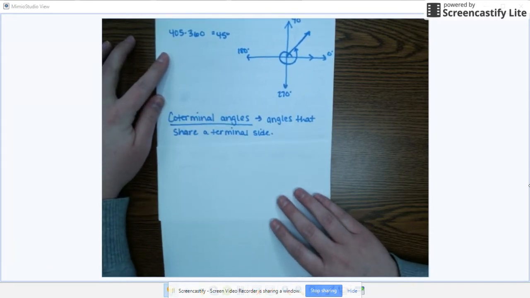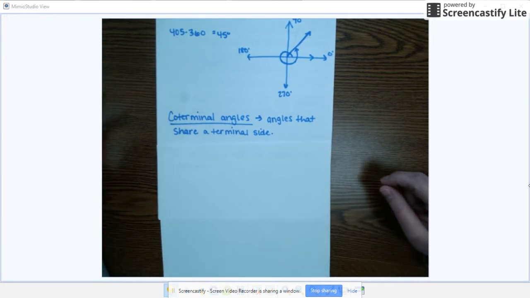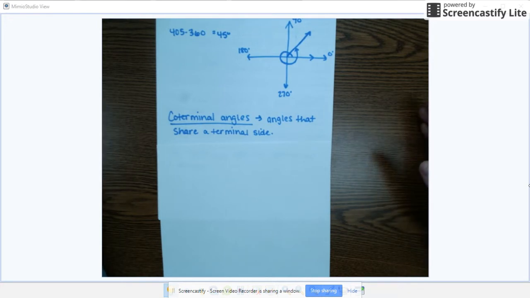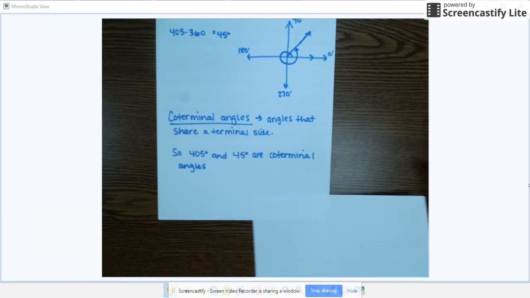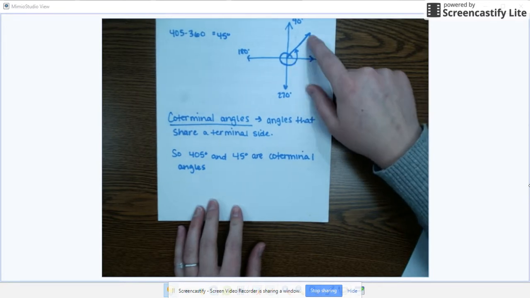That brings us to something called a coterminal angle. A coterminal angle is just an angle that shares the same terminal side with one or many other angles. So our 405 degree and our 45 degree angle from the above example are coterminal angles because they both have that same terminal side.